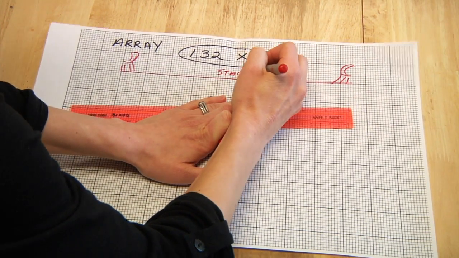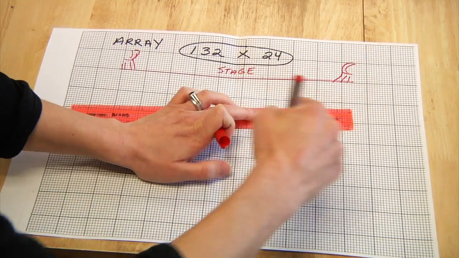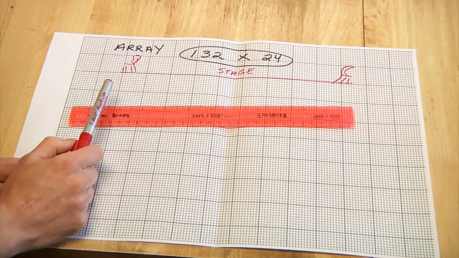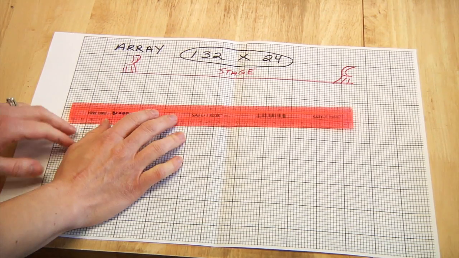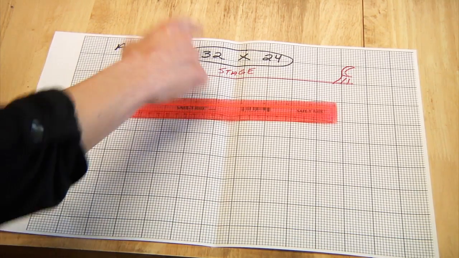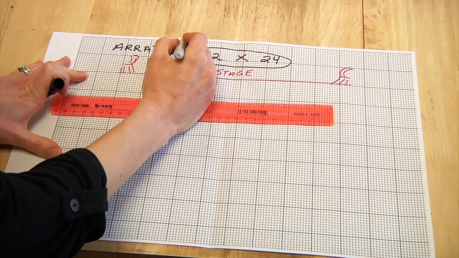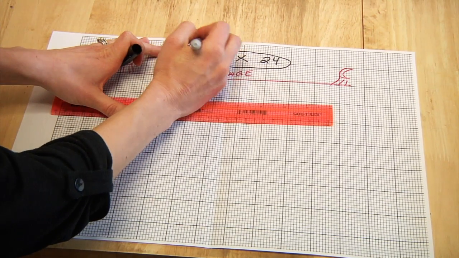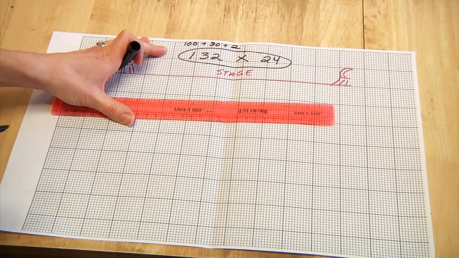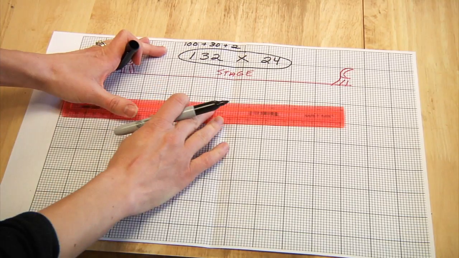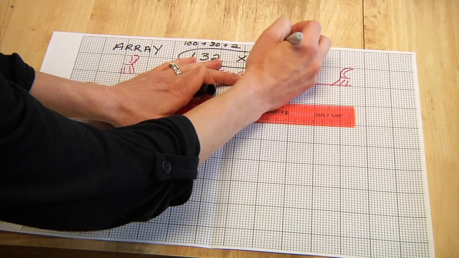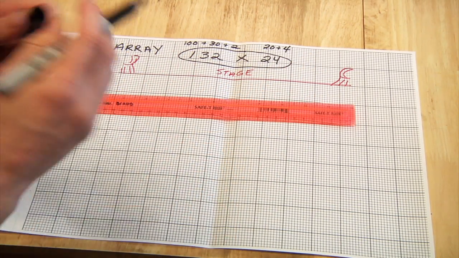And we're going to be creating an array in front of the stage that represents the number of seats in this movie theater. Our first job is to break up 132. If we're breaking up 132 in expanded form, we would break it up into 100 plus 30 plus 2. Now what's different from our last array is that we're also going to break up the 24. We're going to break it up into 20 and 4.